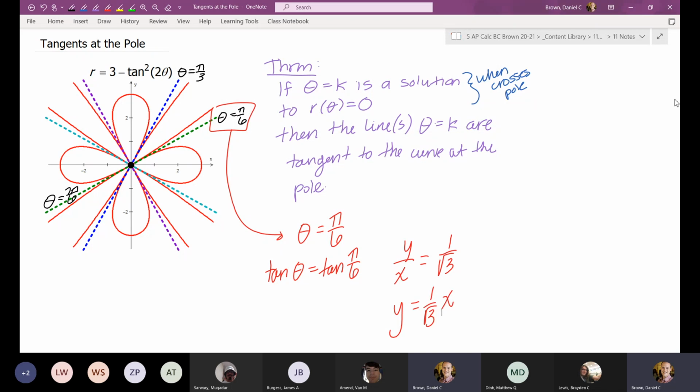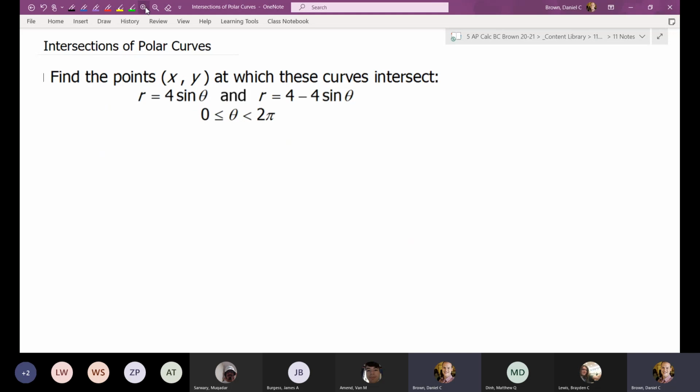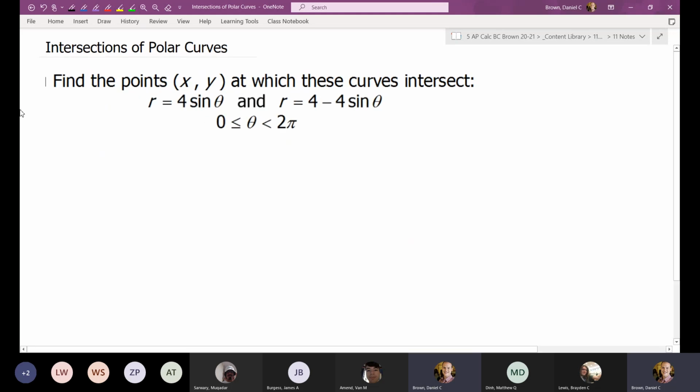Next part that I wanted to review, and this is going to be the last pre-calc topic, is the question: find the points x comma y at which these curves intersect. Where in calculus do we often talk about intersection points? Often we're doing areas. You can see where this will expand into the calculus. If I want to find where two curves are intersecting, what's basically the algebra I have to do? So set them equal to each other and solve.